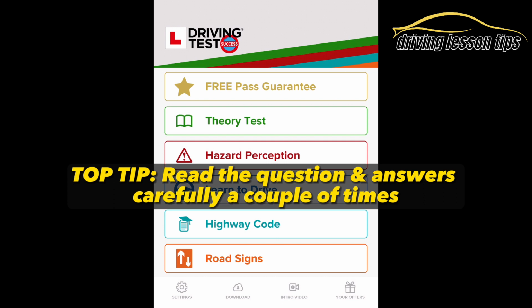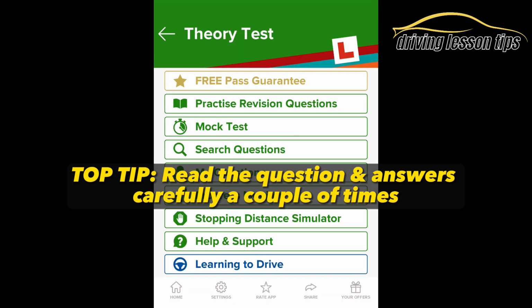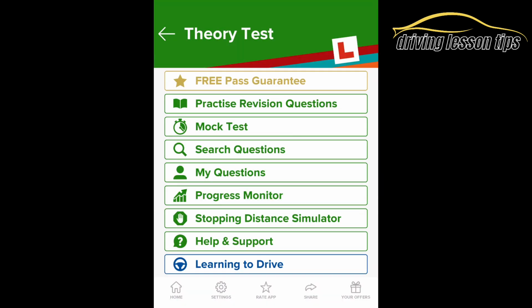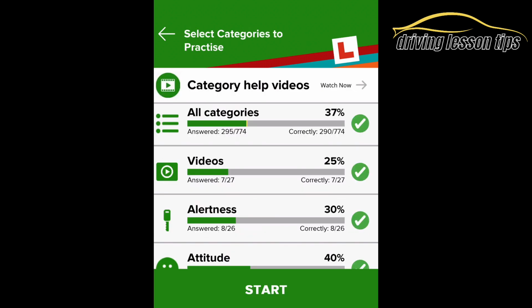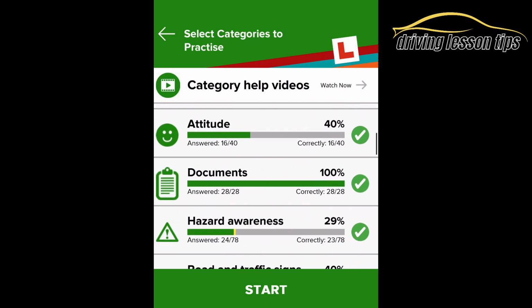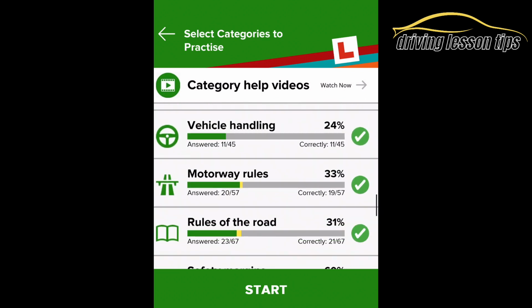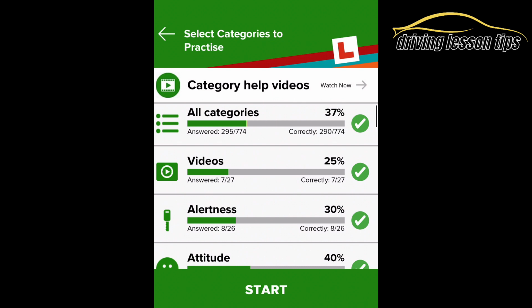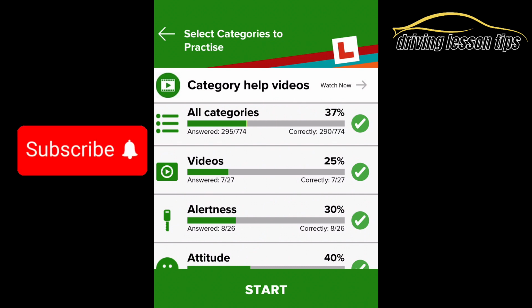Okay, so what we're going to do is click on theory test, and then go for the second option down, which says practice revision questions. We can choose the categories we want, and we're going to choose all categories. You can see on here which categories you can individually choose if you like. We're going to go for every single one of them, and then click start.